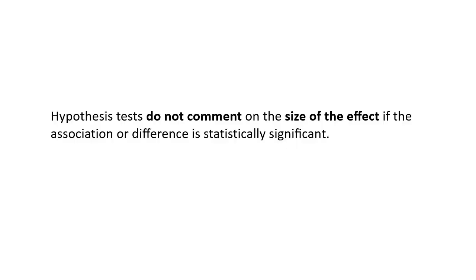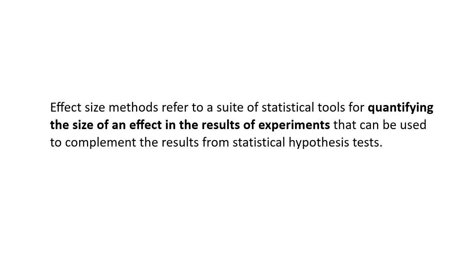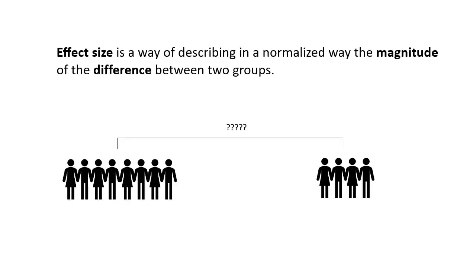Hello and welcome back. Statistical hypothesis tests report on the likelihood of the observed results given an assumption, such as no association between variables or no difference between groups. Hypothesis tests do not comment on the size of the effect if the association or the difference is statistically significant. This highlights the need for a standard way of calculating and reporting a result. Effect size methods refer to a suite of statistical tools for quantifying the size of an effect in the results of experiments that can be used to complement the results from statistical hypothesis tests.